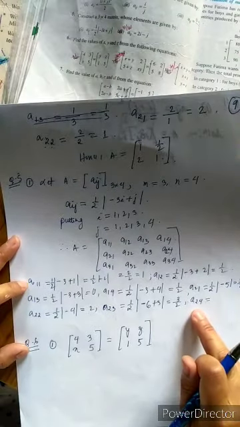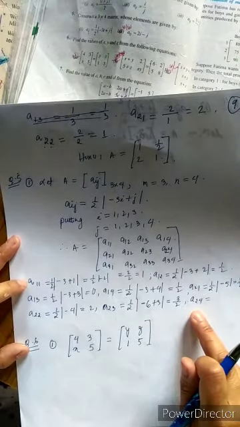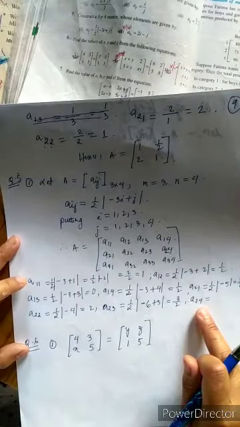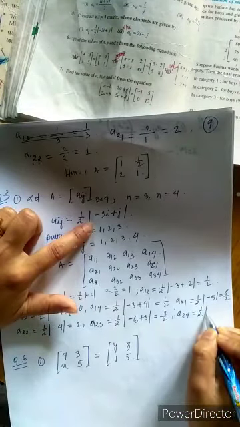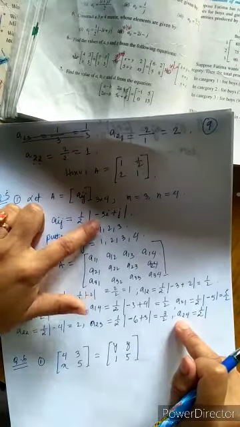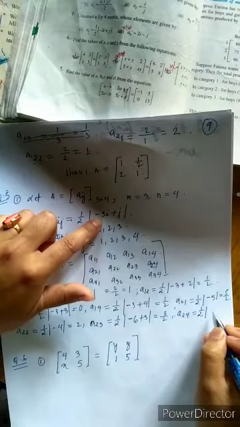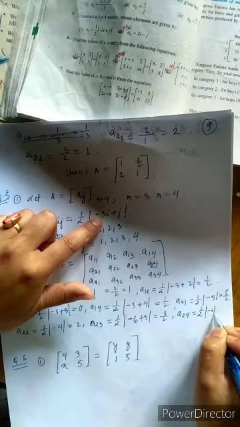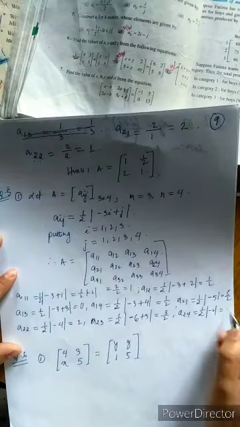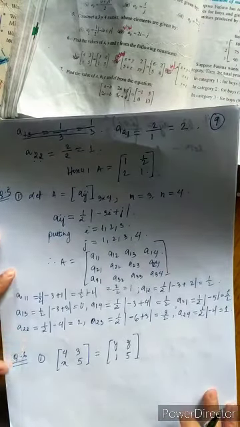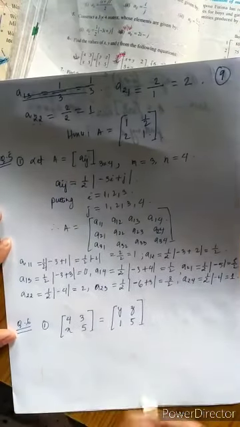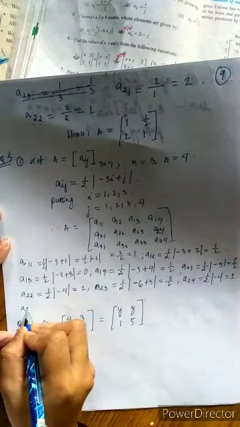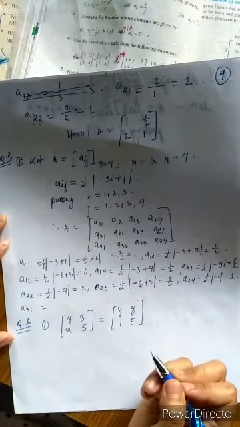a24. I gets the value 2, j gets the value 4. 1 by 2. I gets the value 2. 2 into minus 6 plus 4 minus 2. Modulus of minus 2 is plus 2. 2 divided by 2 is equal to 1. Then find a31.